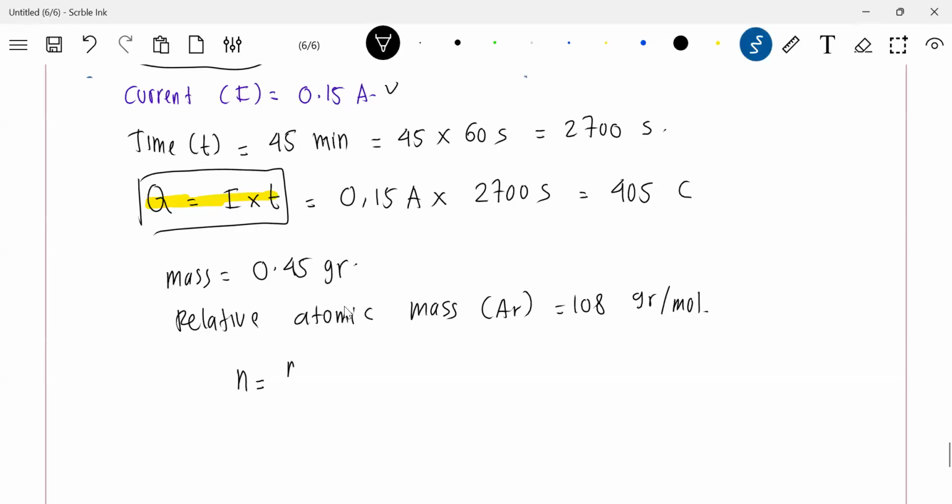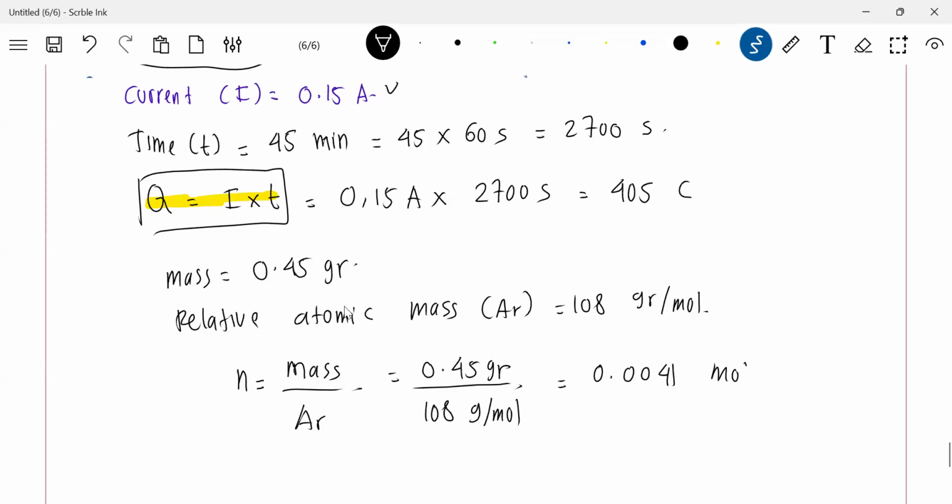So to find the mole, this is the stoichiometry formula. Mass divided by atomic mass number. So 0.45 gram divided by 108 gram per mole. You can divide it. The answer is 0.0041 mole. Now, can you understand? Okay.